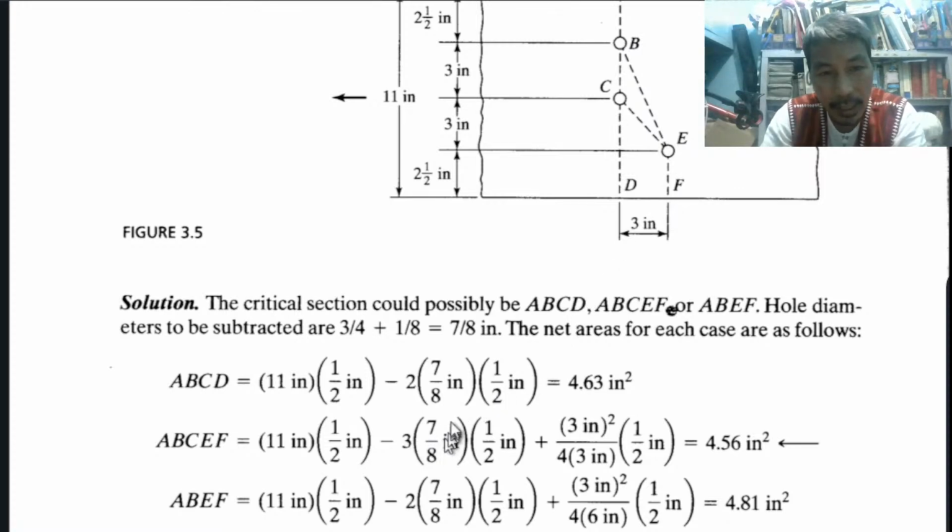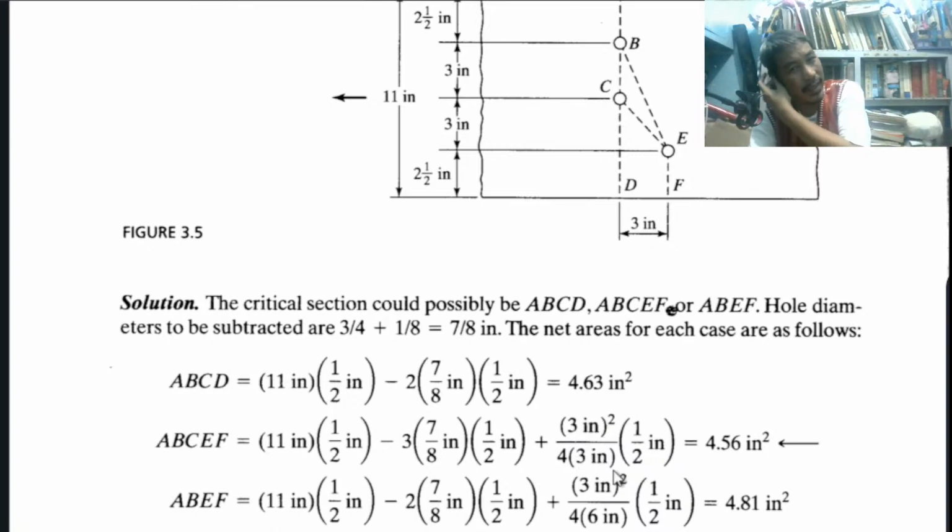So, therefore, 3 times 7/8. 7/8 is the diameter of the hole, as shown here. Multiply by the thickness. And then, we add what? S squared over 4G.